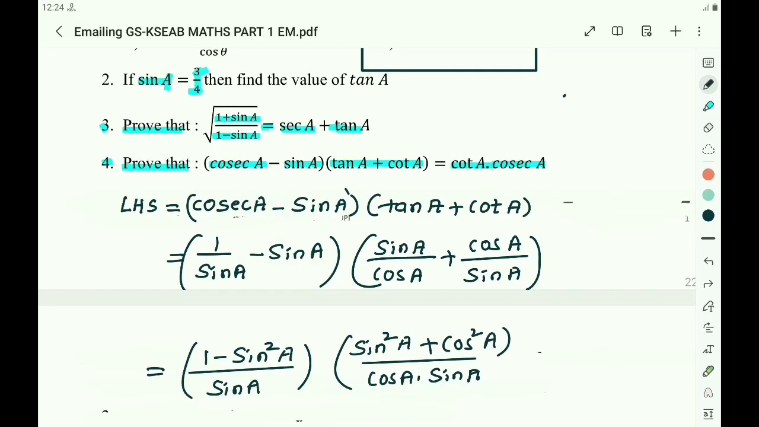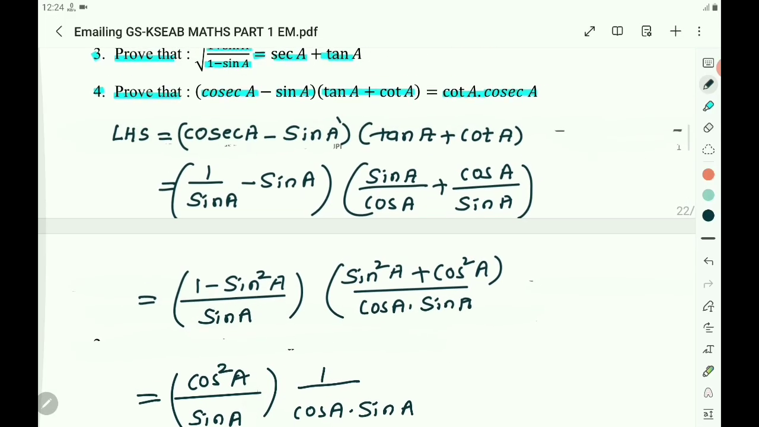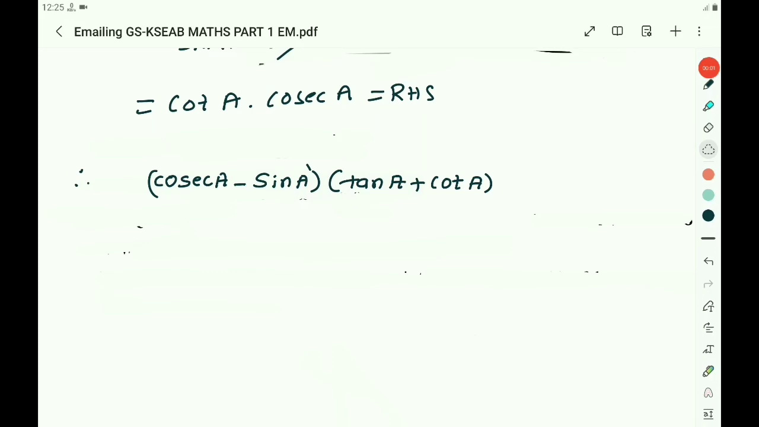You got RHS is cot A into cosec A, equals RHS. Therefore, LHS: cosec A minus sin A into tan A plus cot A is equal to cot A into cosec A.